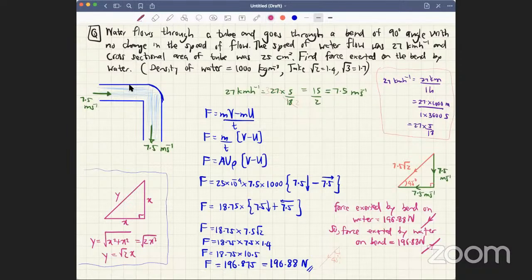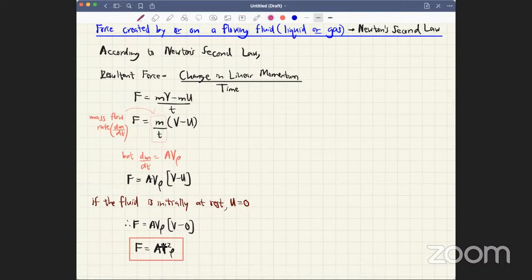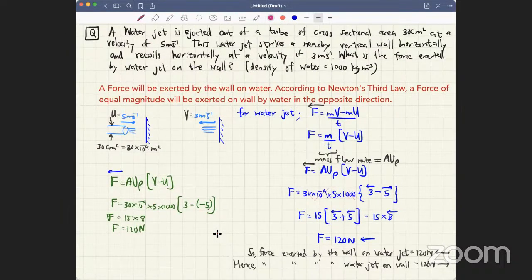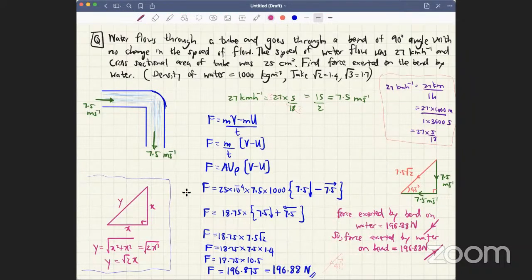So the equation F equals A V squared density, you can't use that. Now, Hamdi, didn't I mention specifically you can use that equation only if the fluid is at rest initially or if the fluid comes to rest finally. One of these two velocities must be 0. Then only you can use this equation. Understood? But in both the situations here, the final velocity was not 0. Initial velocity was not 0. Sorry, here it was 5 and 3 in the opposite direction. Here it was 7.5 and 7.5 perpendicular to each other. That's why we can't use that equation directly. I hope that's clear to you.